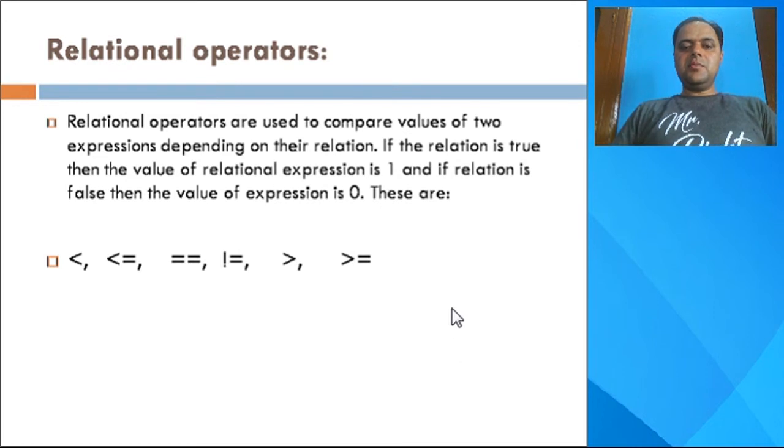So if the result of the expression is true, then we can say the value of the expression is 1, and if the result of the expression is false, then we can say the value of the expression is 0. So we have these relational operators: less than, equal to, not equal to, greater than, and greater than or equal to.